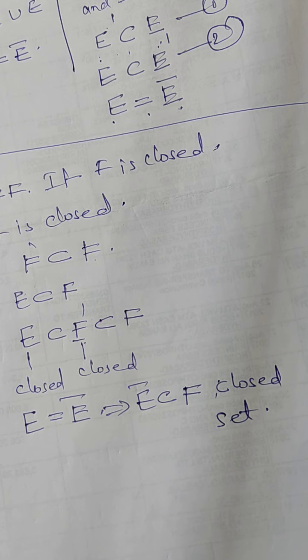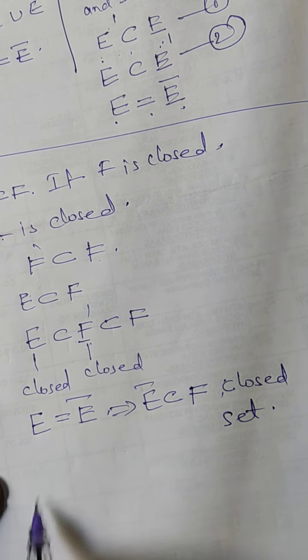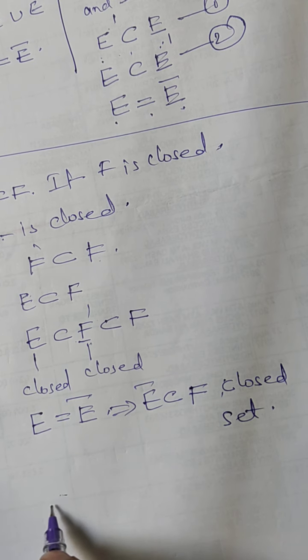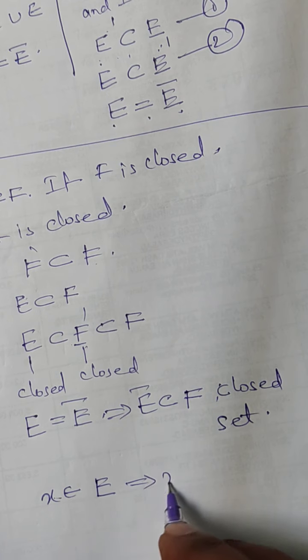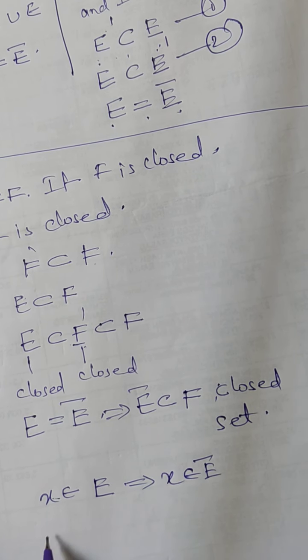You can consider neighborhoods of X which contain a point of E other than X, so that this neighborhood of X will belong to F. This is how you can prove it also. From that we can get that E closure will be a subset of F closure. For example, you can consider a point X belonging to E, that implies X belongs to E closure.